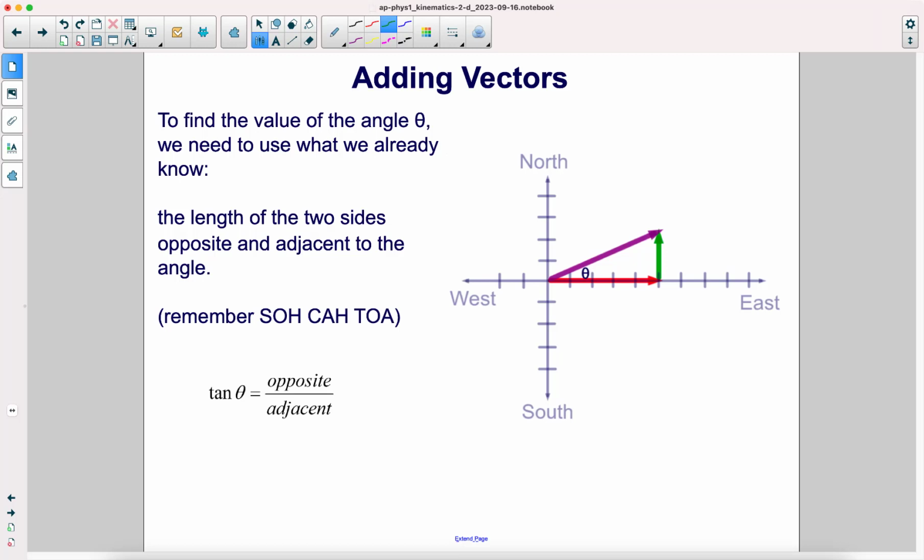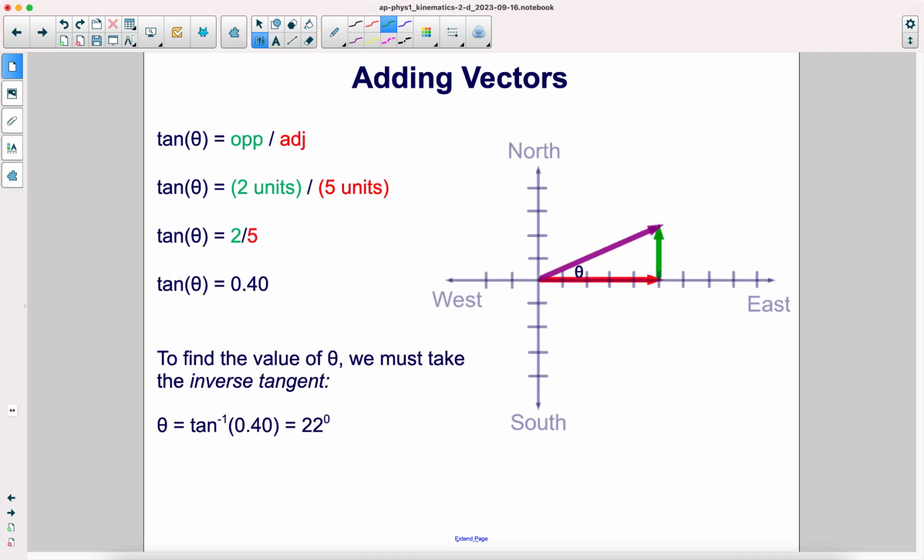To find the value of the angle theta, we need to use what we already know, the length of the two sides opposite and adjacent to the angle. Remember SOHCAHTOA? Tangent theta is opposite over adjacent. The length of the opposite side to the angle is 2. The adjacent side has a length of 5. Therefore, tan theta is 0.4, 2/5.